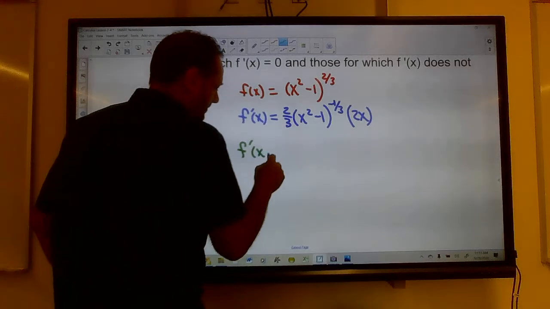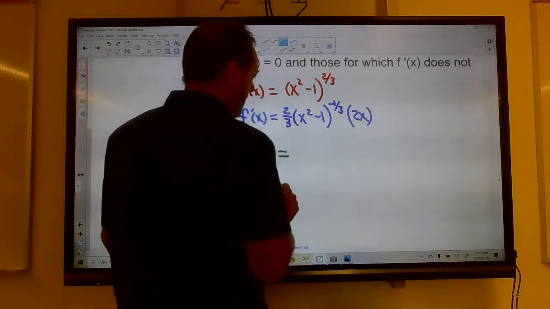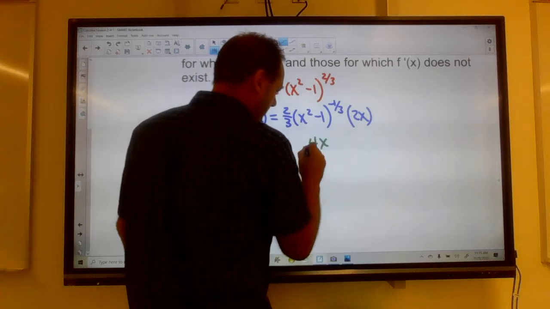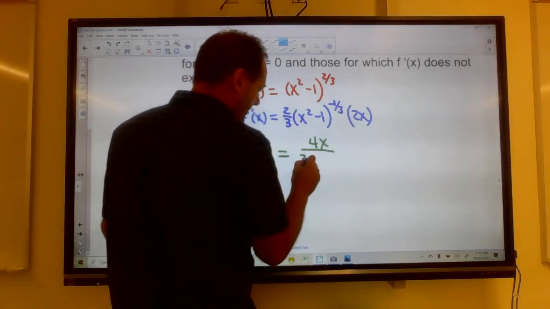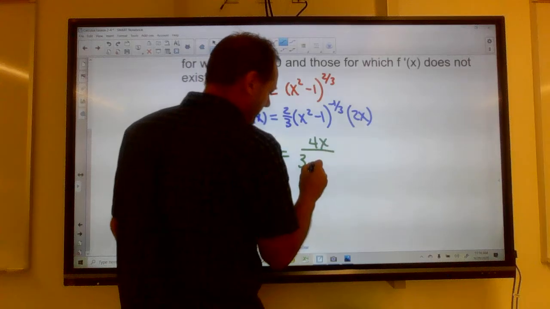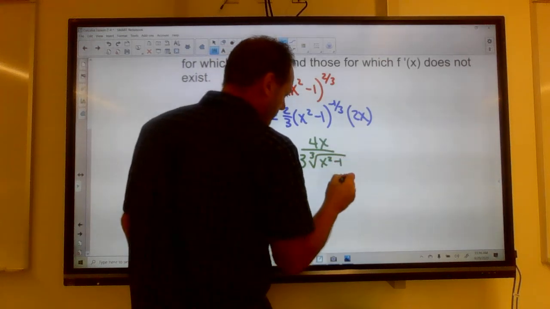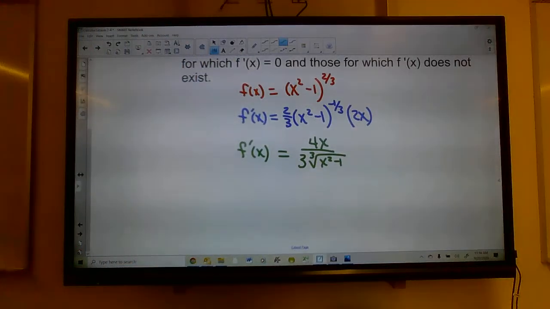F prime of x is going to be 4x on top. It's going to have a 3 in the denominator, and this is the cube root in the denominator, so cube root of x squared minus 1.